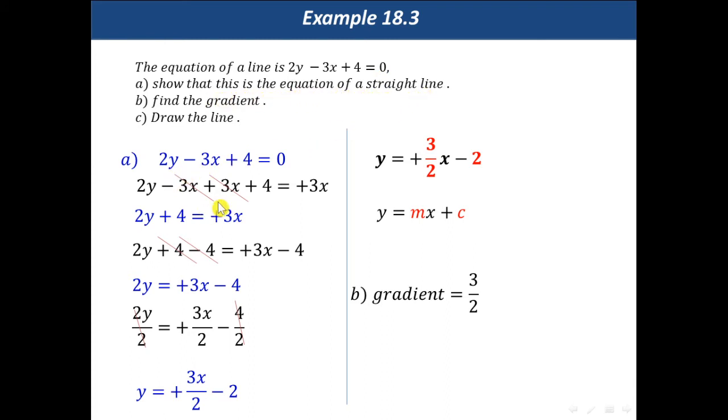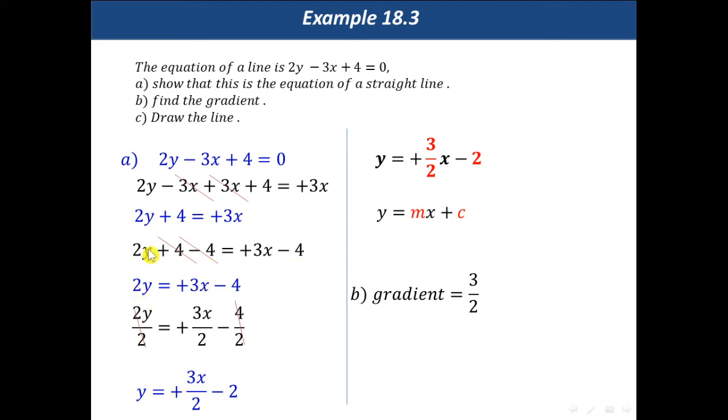So I start to eliminate this minus 3x by adding plus 3x on both sides, okay, so that I have this form, and then I try to eliminate now the 4. I put minus 4 here, and also I put minus 4 here. Always don't forget, whatever you do on the left side, do it on the right side.